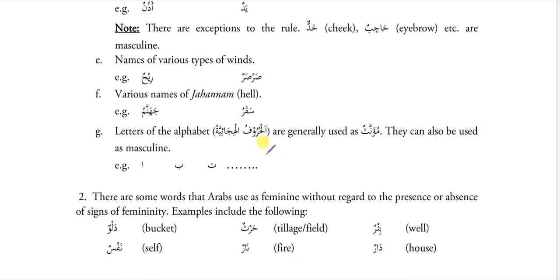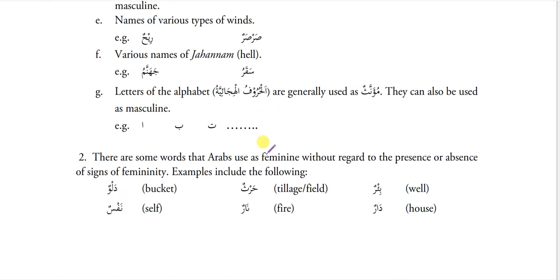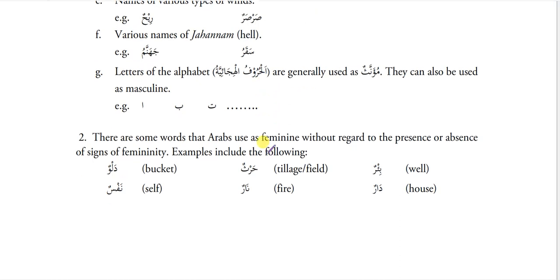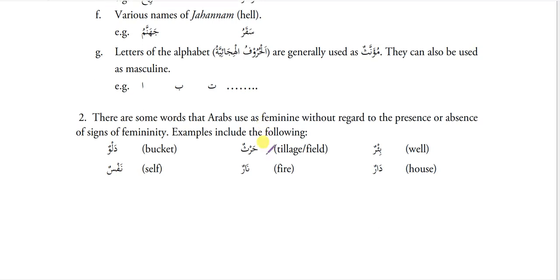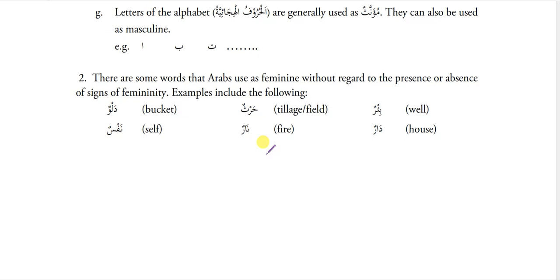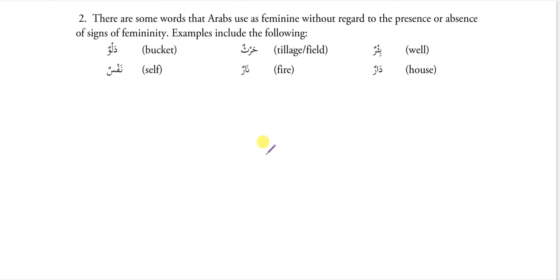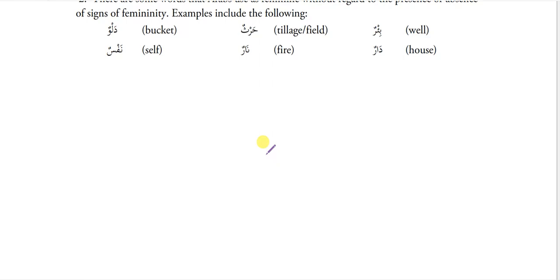Names of various types of wind like Sarsarun, Rihun. Various names of Jahannam like Sakaru or Jahannamu. The letters of the alphabet, that is al-huruful hijaiyatu, are muannas like alif, ba, ta, sa. There are some words that Arabs use as feminine without regard to the presence or absence of a sign of femininity. Examples are dulvun, nafsun, harsun, narun, birun and darun.